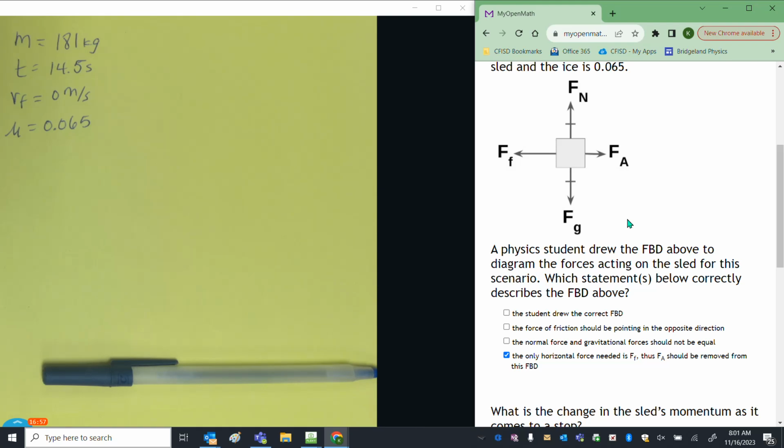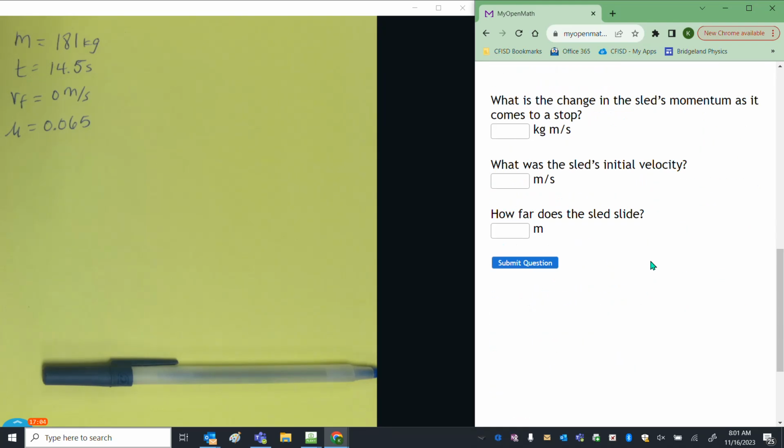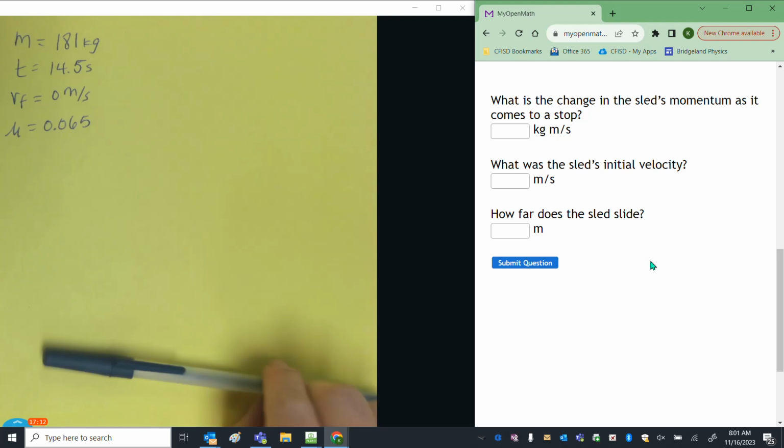Okay, you're going to have to draw a free body diagram. I'm not going to give you one like this, but you need to know how to draw something based on that scenario. All right. Underneath that, we've got three questions. What is the change in the sled's momentum as it comes to a stop? What is its initial velocity, and how far does it slide?